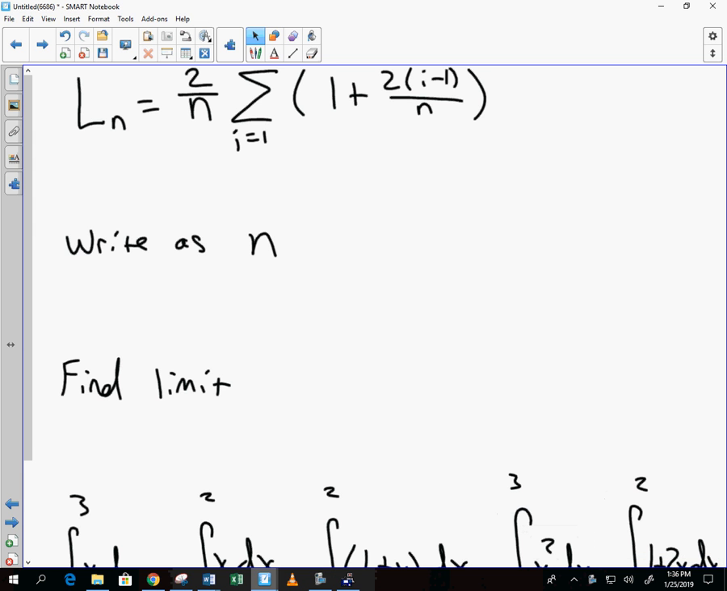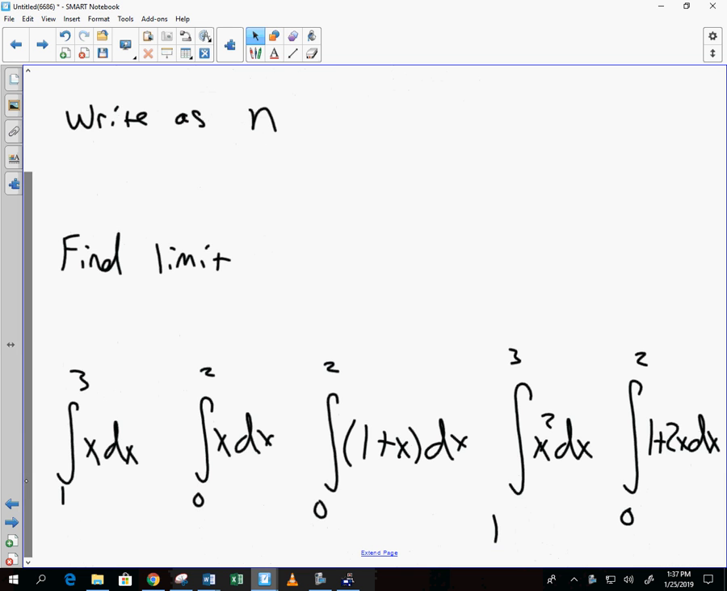It looks like your book didn't go really into depth on this piece, but I have this problem here. Again, L sub n is equal to 2 over n, summation from i equals 1 to n, forgot the n up there, my bad. We'll put that n up there. 1 plus 2 parentheses i minus n over n. And you want to find the limit, and you want to choose which one of these it actually represents the integral of.